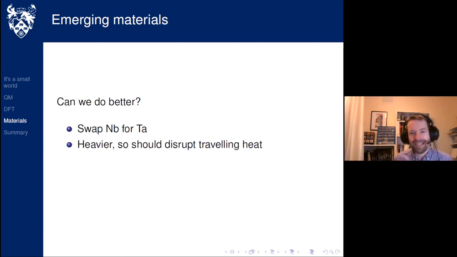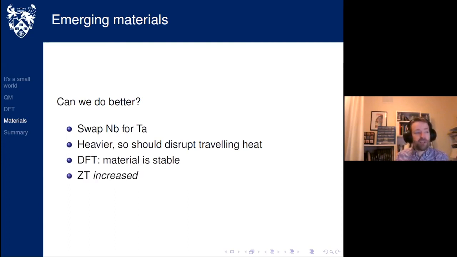Does this material even exist, though? We've literally just in my computer taken out niobium and put in tantalum. Well, the good news is we did that, and the density functional theory calculations predict that the material exists. It predicts the material structure, which is the same as niobium iron antimonide, as we hoped. And it predicts that the ZT is increased. The thermal conductivity goes down and ZT is increased.